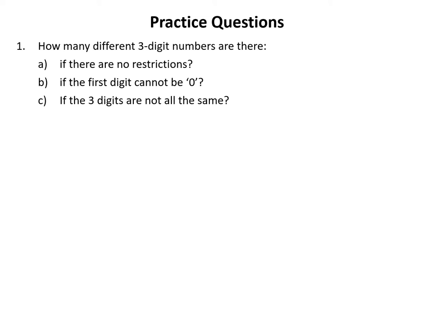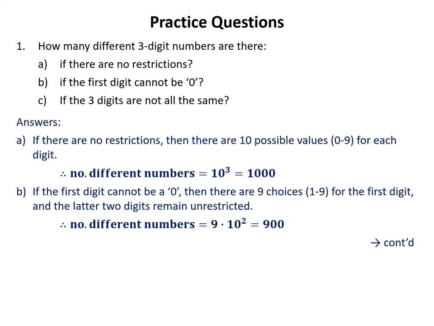The following is a set of practice questions meant to provide a review of the material covered in this lesson. Question 1. How many different three-digit numbers are there? And there are three scenarios. A. If there are no restrictions. B. If the first digit cannot be 0. And C. If the three digits are not all the same.